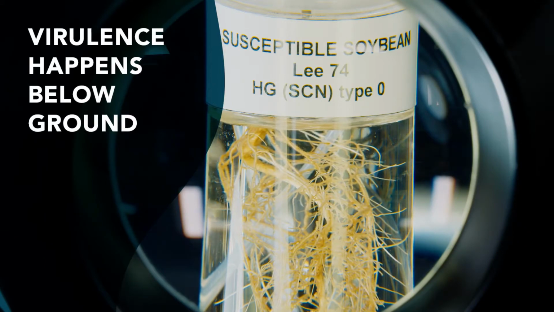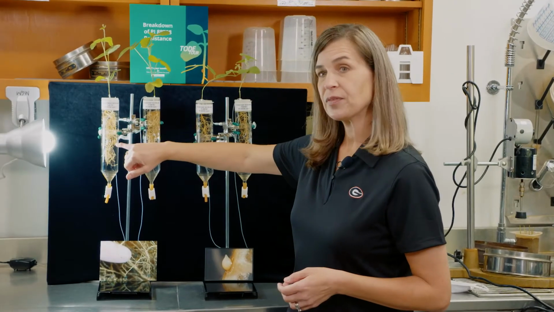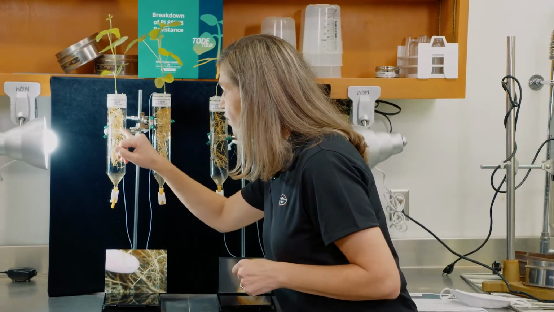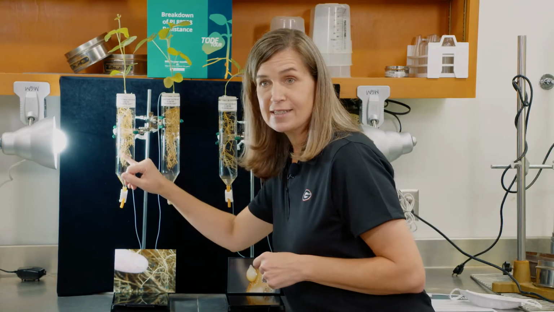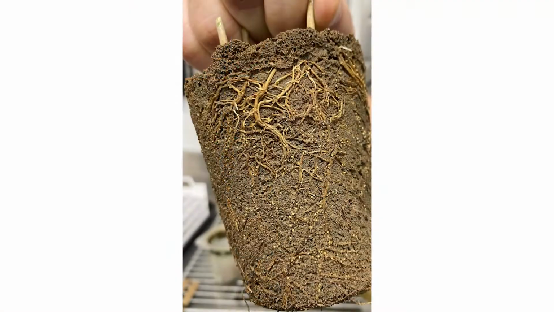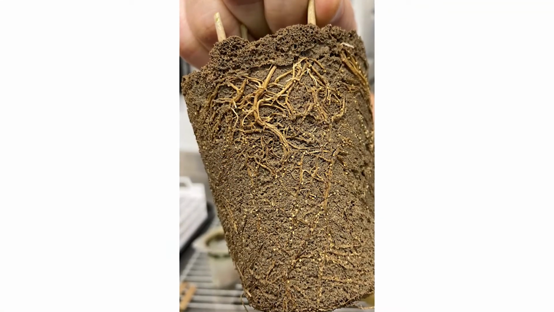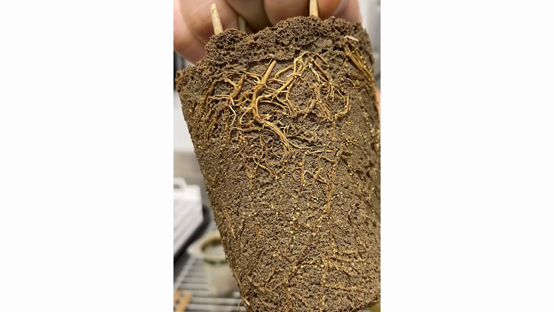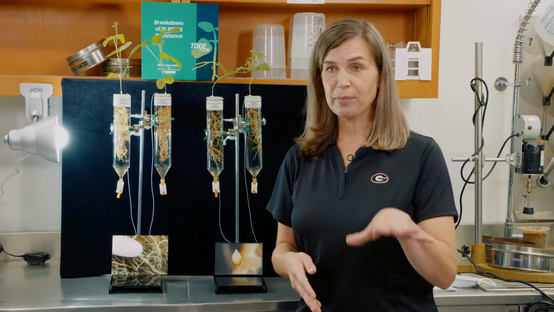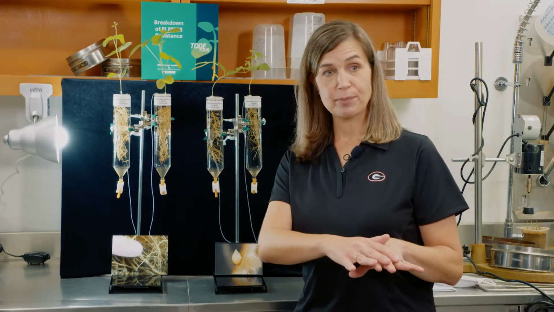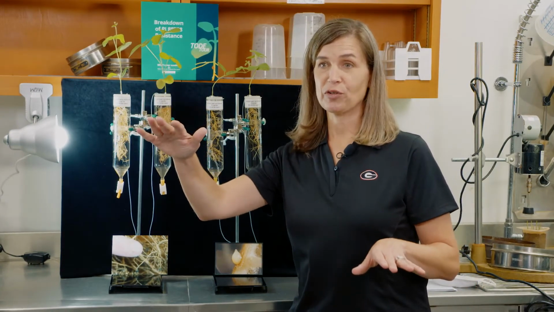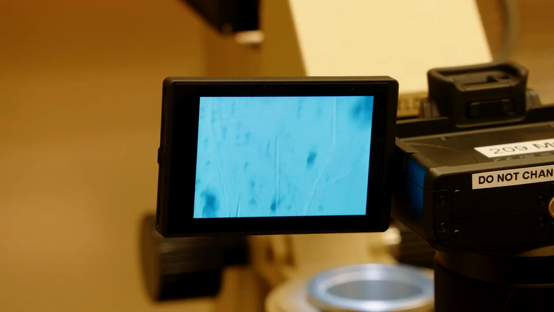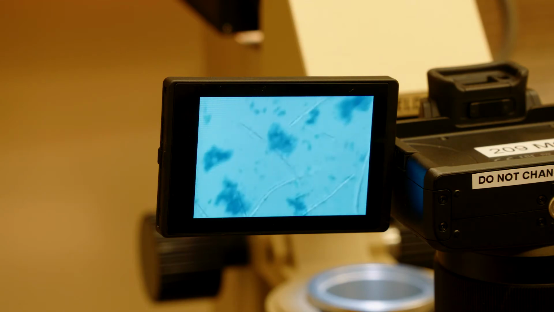What you're looking at here is a susceptible soybean plant. And if you look closely below ground, what you'll see is hundreds of these cysts developing on the root system. And each of those cysts is going to produce hundreds of eggs. That nematode is going to go through multiple generations in a single growing season. So if your populations are starting low and you plant susceptible soybeans, your populations will be increased by the end of the growing season, which is the perfect time to soil sample to find out whether or not you have soybean cyst nematode in the soil.